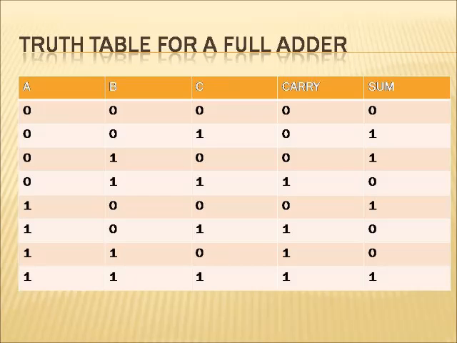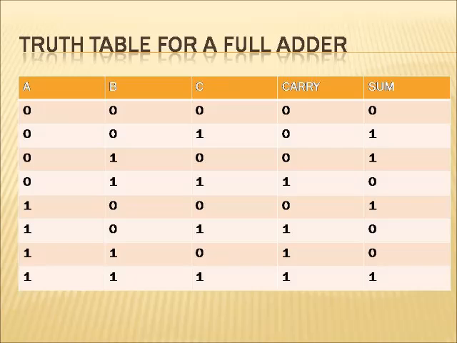Here you can see the truth table for a full adder. Here A, B and C are the 3 input binary bits, right? When there are 3 values, there will be 8 possible combinations of binary bits on the truth table, and there is a carry column and a sum column. When we add 0 plus 0 plus 0, that is A equal to 0, B equal to 0 and C equal to 0, we get carry as 0 and sum as 0.